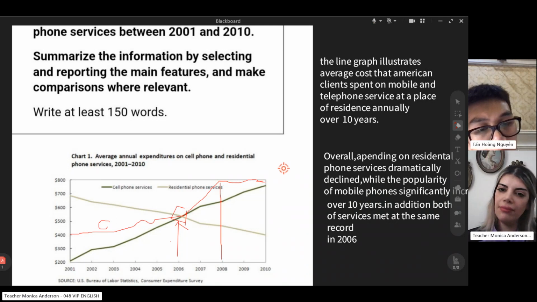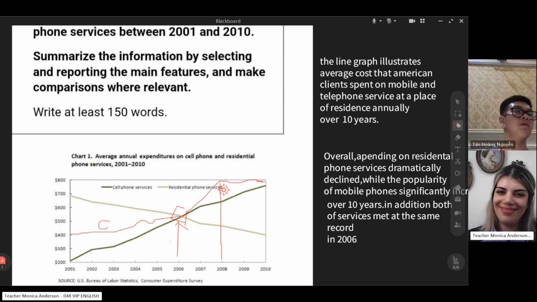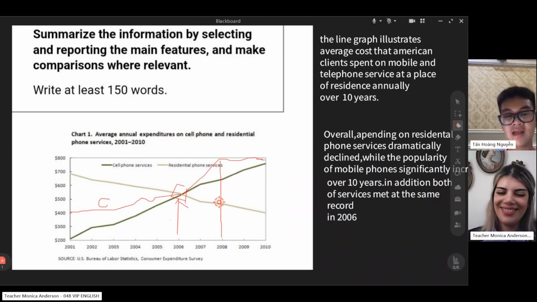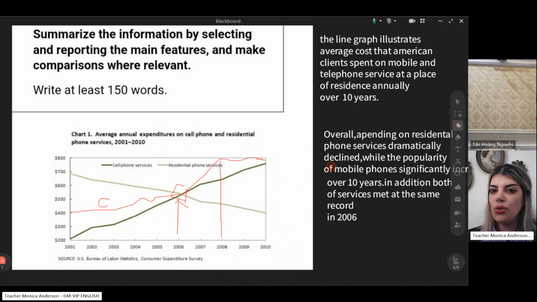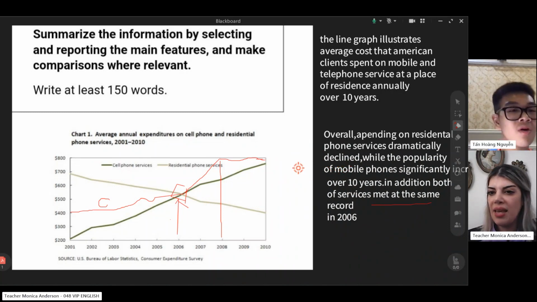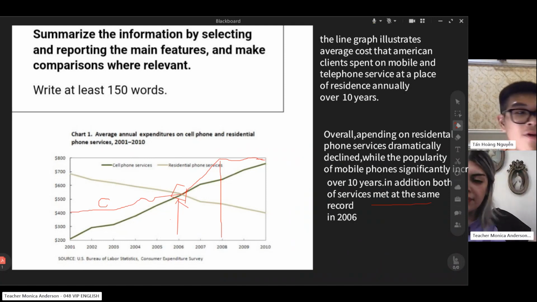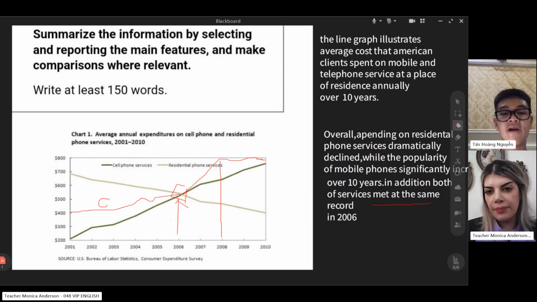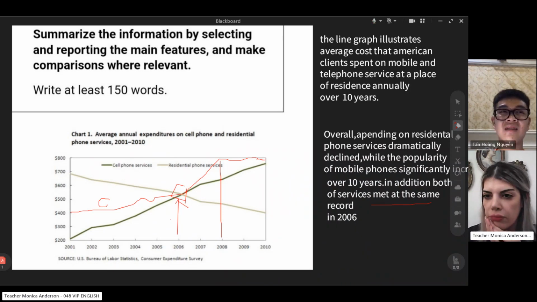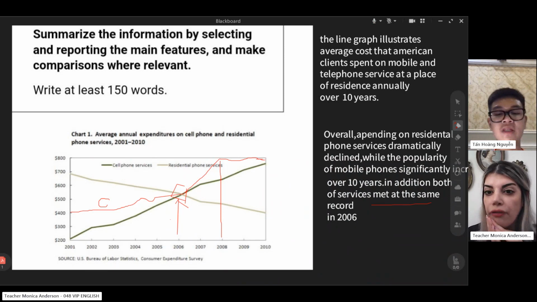Is it difficult? Yes, but it's like it means that we need to write all the meeting points in the line graph, right, teacher? Why do we need to write this? For example, if the line graph has more than one meeting point at the same record, do we need to write all of this or just one?